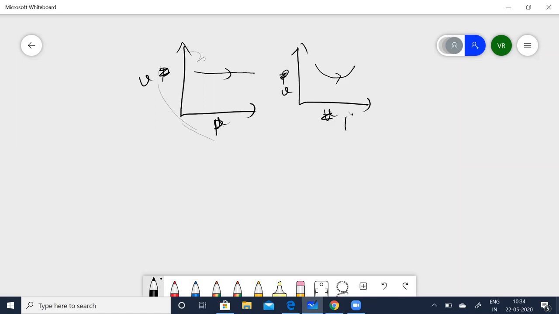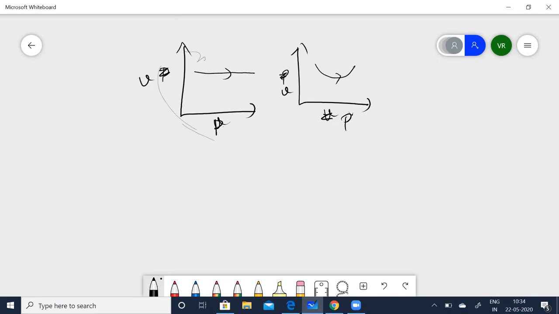So whenever volume is a constant, pressure need not be. If the temperature is constant, the gas equation says PV is equal to a constant at constant temperature. So pressure need not be a constant throughout. Even if volume is changing, pressure is also going to change at constant temperature. It is going to vary.